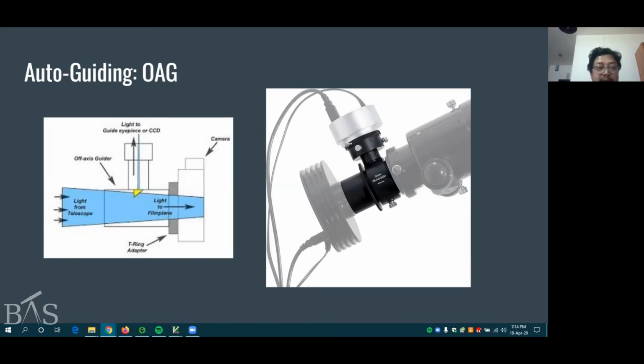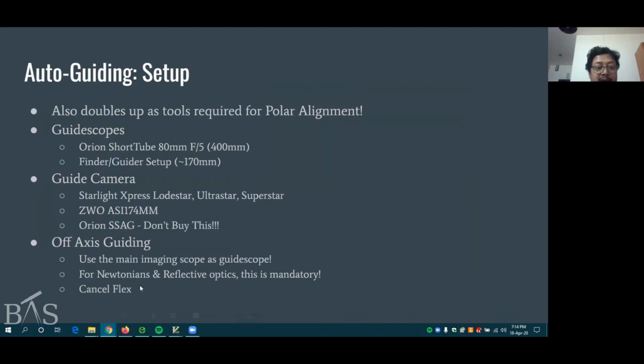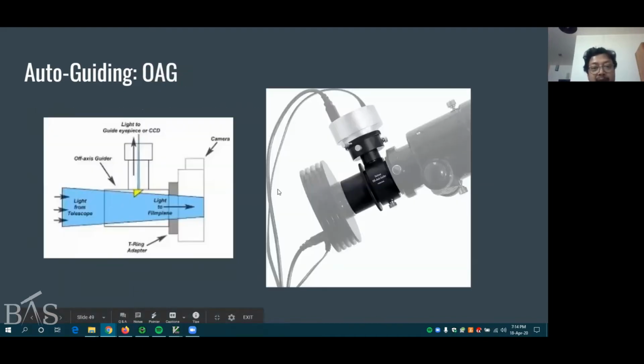Even if you go to a dark sky site, I have had trouble in Coorg, for example. In Ursa Major, I could not see a guide star in the SSAG. That is the time I decided I wanted to get rid of it and replace it with a much more sensitive guide camera. So this is the reason why you would want to use a sensitive guide camera. Remember, for Newtonian and reflective optics, OAG is the way to go. We do not use a separate guide scope at all.